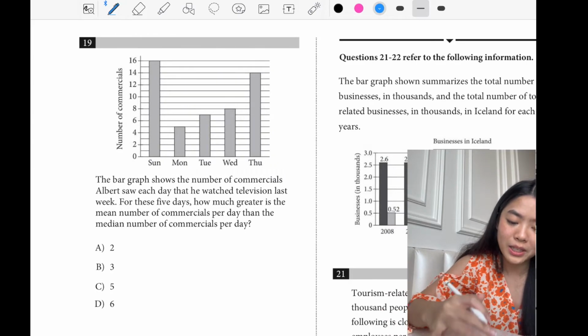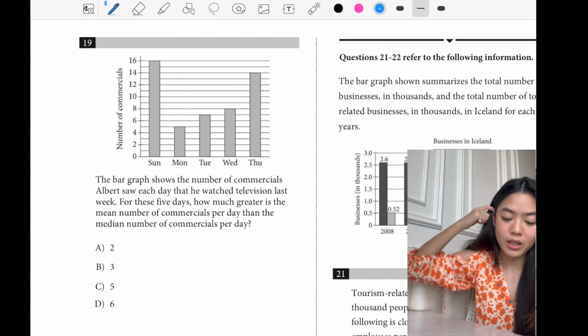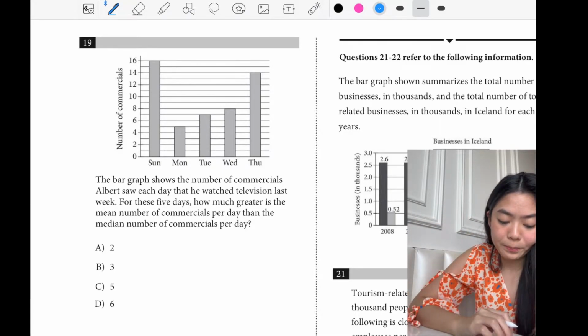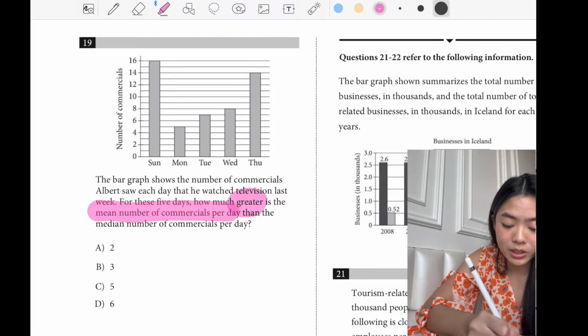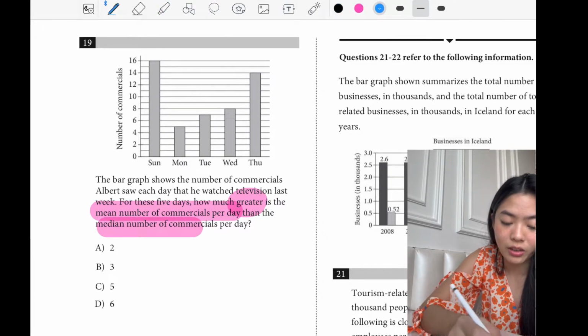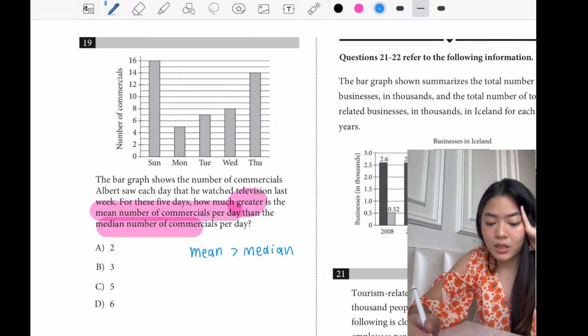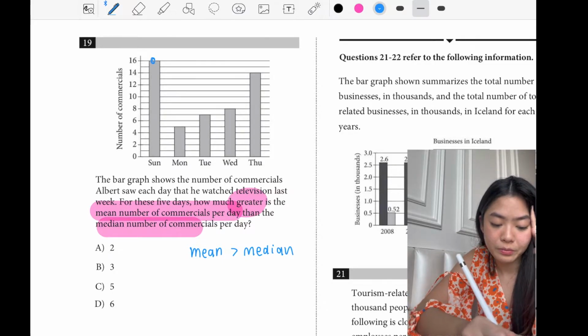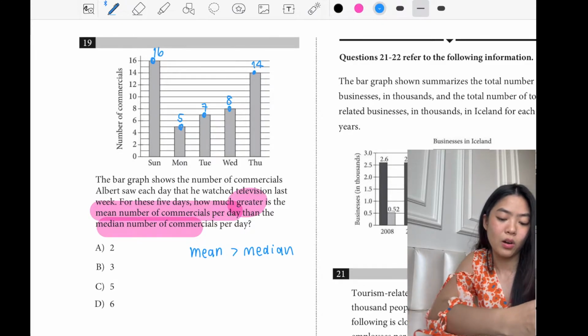Okay, next one, 19. The bar graph shows the numbers of commercials Albert saw each day while watching television last week. For these 5 days, how much greater is the mean number per day than the median? So we want to find how much greater the mean is than the median. For the mean, we're going to find 16, 5, 7, 8, and 14, and add them all.